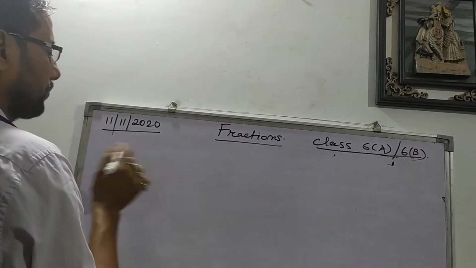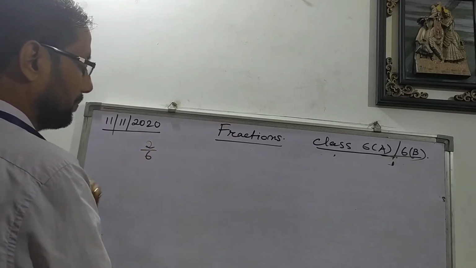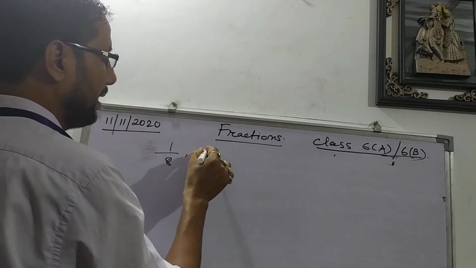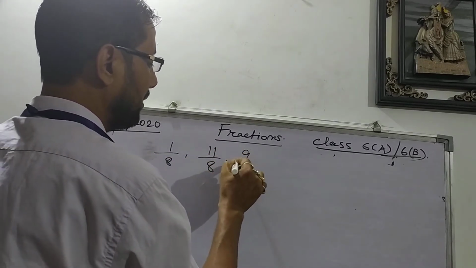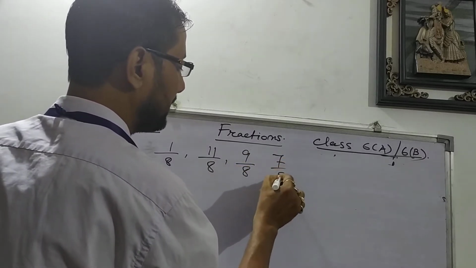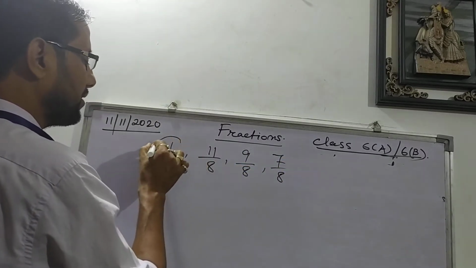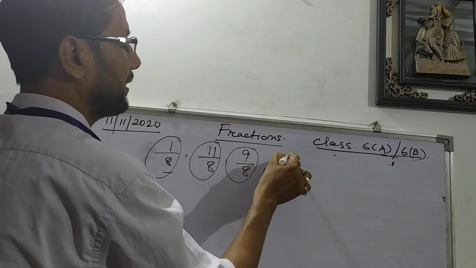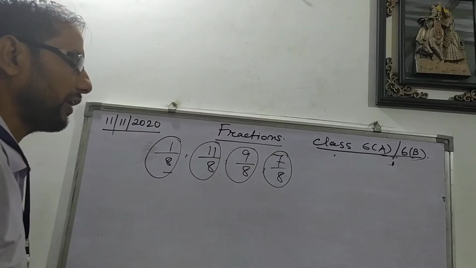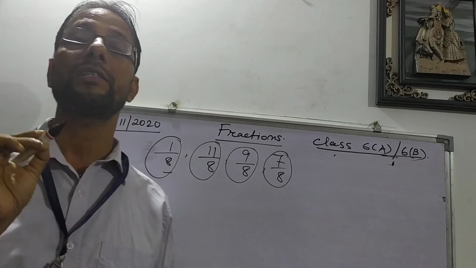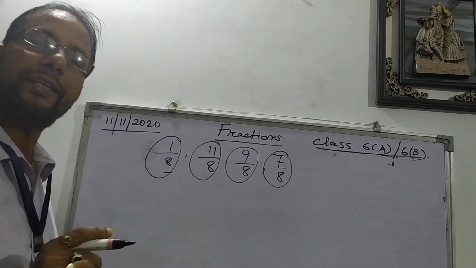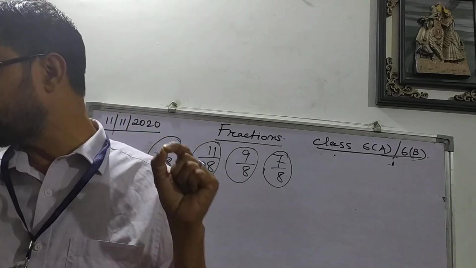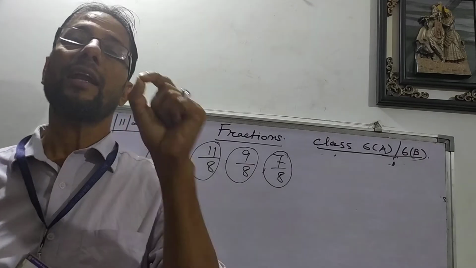Suppose 2 by 6. Let me take another example: 1 by 8, 11 by 8, 9 by 8, 7 by 8. Now what do we call this? See here students, if we look at these fractions, what do we find? We find that the denominators are the same. So when the denominators are the same, we can say that they are like fractions.